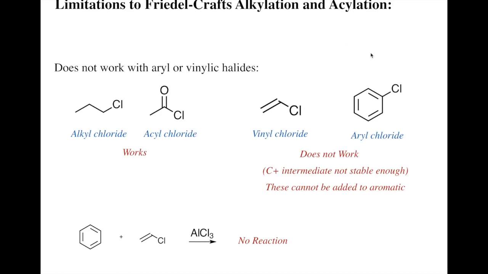Just a couple of limitations to consider. We can do alkylation or acylation. We can attach those to a ring using this method, but you cannot use vinyl chloride. Vinyl means pi bond, so the chlorine is on the alkene directly, or an aryl chloride. You cannot try to attach one aromatic ring to another using this method. So for example, if we tried to take either of these, here we have vinyl chloride, and try to add that to the ring, we'll get no reaction.